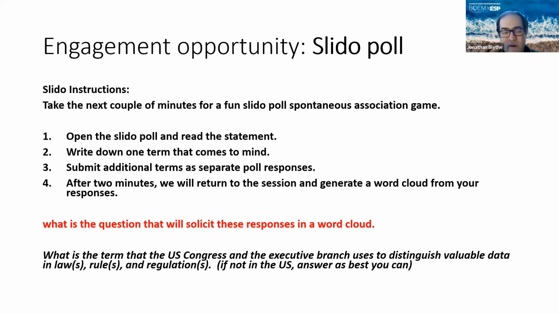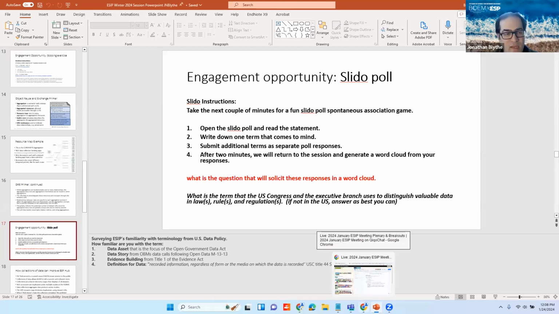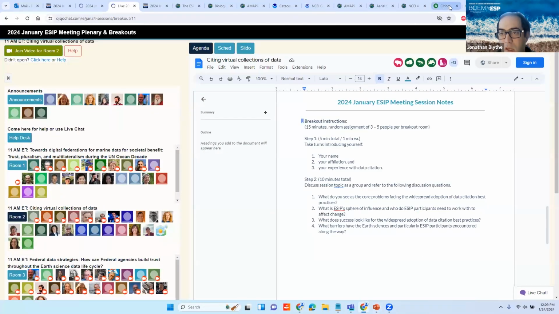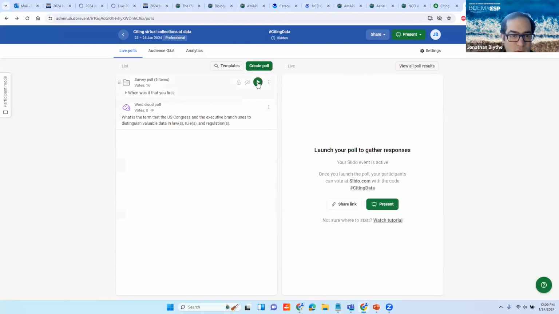But since that was a very heavy subject matter, I know it took me a while to digest that. I wanted to do something that's a little more fun. And I'm going to turn the word cloud on, if I can get back to my browser. To go back to this, I'm going to turn this one off.